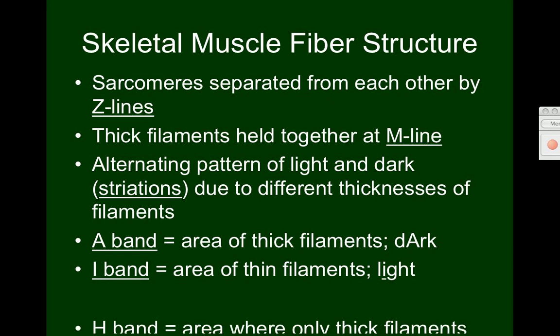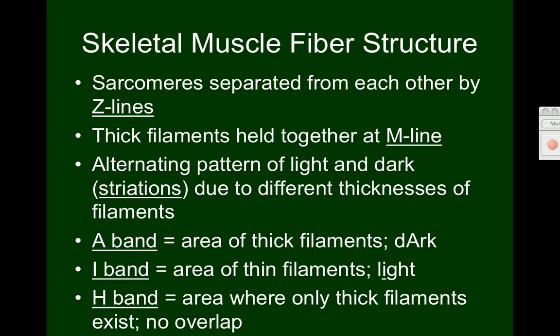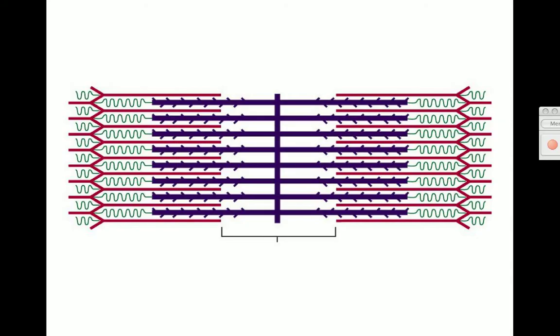There is also one other area, it's called the H band, and that's the area where only the thick filaments exist, and there's no overlap there with the thin. And I'll show you that here on our first diagram of the sarcomere.